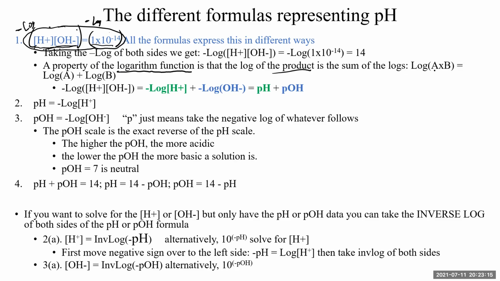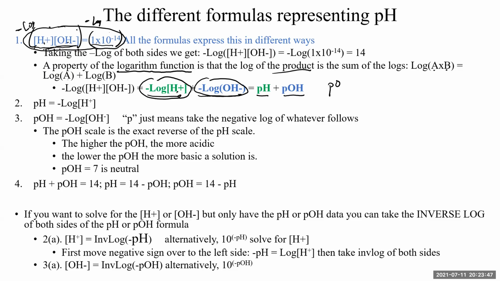In other words, the log of something times something equals the log of the first thing added to the log of the second thing. So if I take the log of hydrogen times hydroxide, I can break that up into the log of hydrogen ion plus the log of hydroxide ion, and that's the very definition. The negative log of hydrogen ion is pH, and the negative log of hydroxide ion is pOH. pOH is just the measure for basic solutions.